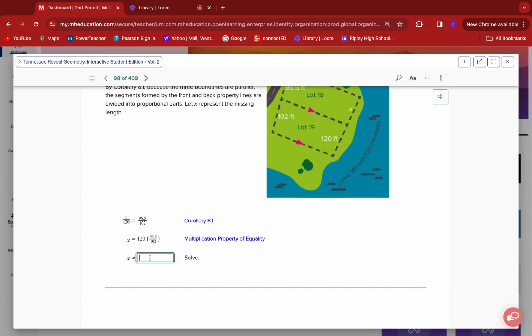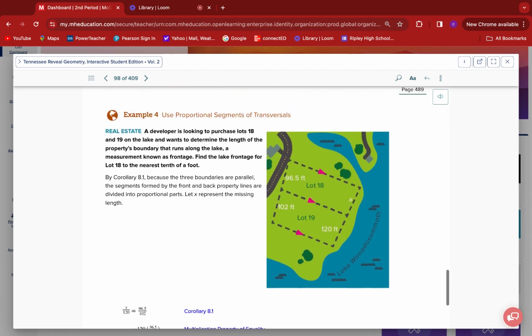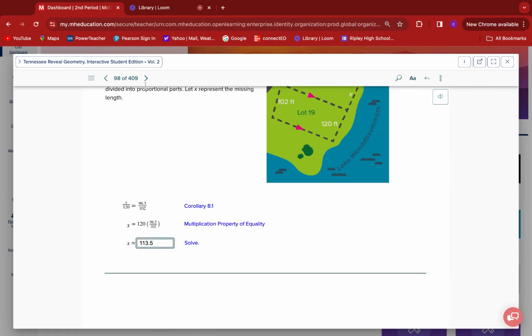All right, so we're going to grab our calculators. Looks like we're going to get 113.529, but they want it to the nearest tenth. That means the 2 that's behind the 5 does not change the 5. So it's going to be 113.5. All right, so we are done with example number 4.